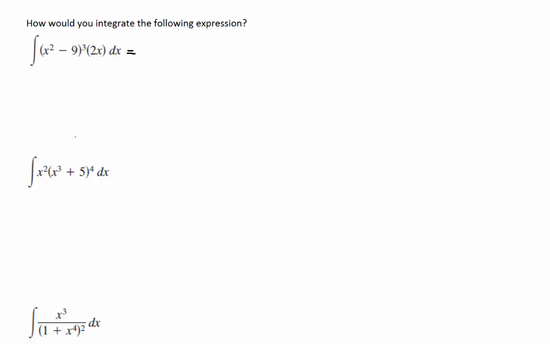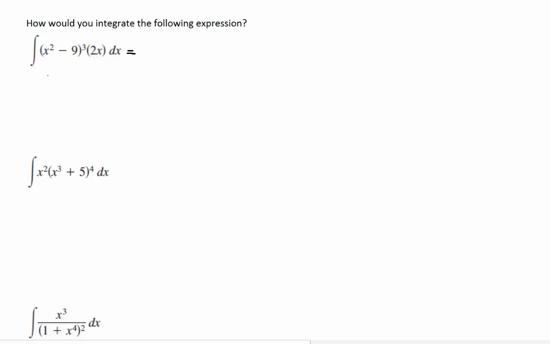is, notice that some random circle appeared here. I had to delete it. What we're going to do is notice that this expression right here, inside of the parentheses, if you take the derivative, you get this expression right here. So we're going to use that to solve our integral.